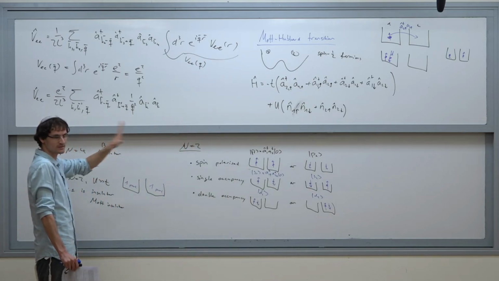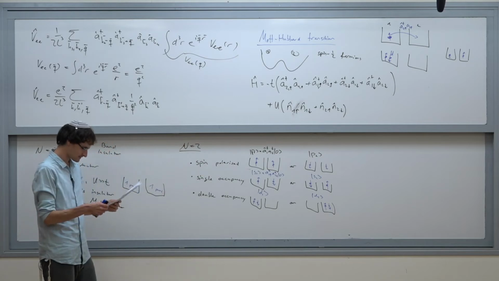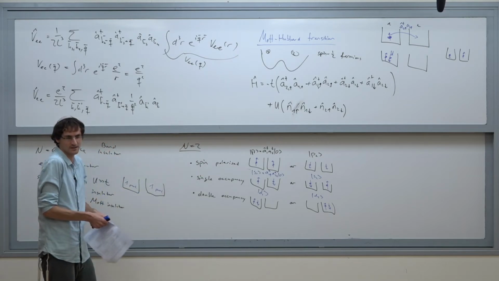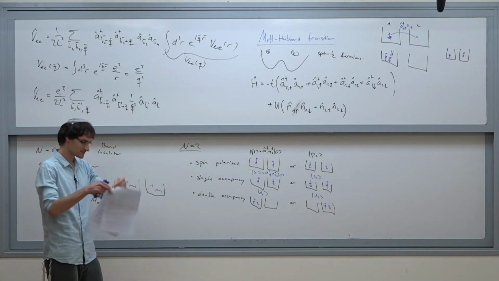Right? There are no other possible states. This is all of Hilbert space. So now I defined my Hilbert space. That's usually the first thing you do when you get a system, right? The Hilbert space, and then diagonalize, and so on.